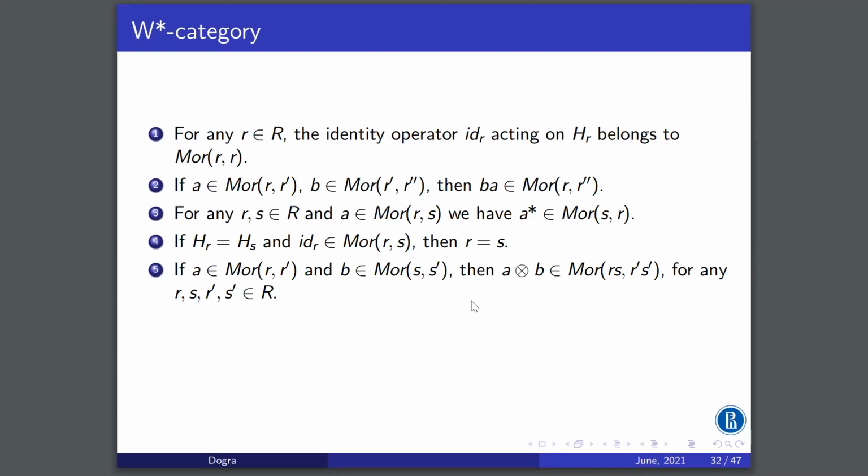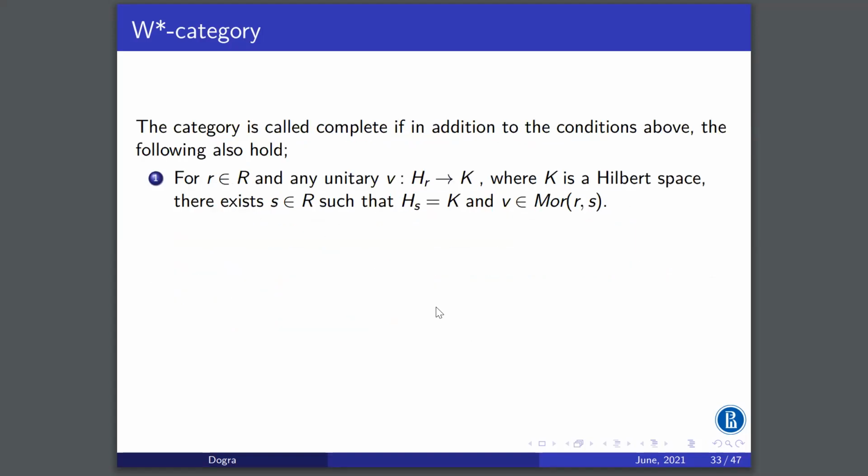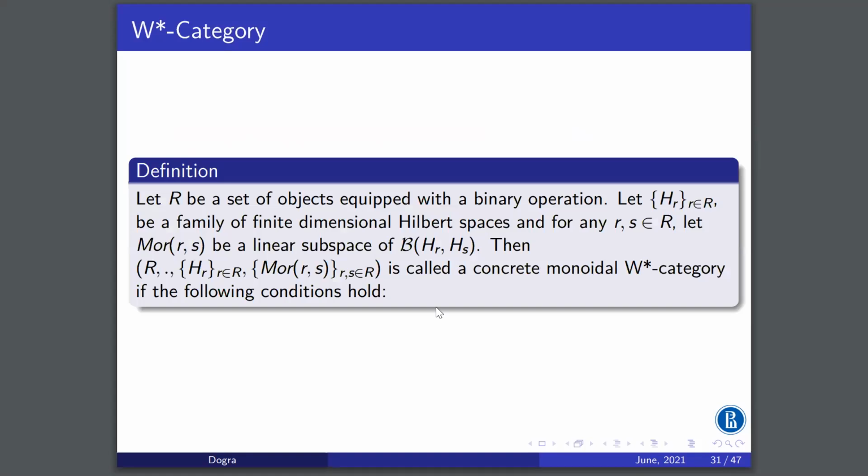Again, if we have two linear operators A and B in these subspaces, then their tensor product is given as an operator in the linear subspace of bounded linear operators which go from H_RS to H_R'S' for any four objects in R. And this is associativity and the existence of a unity. And up till here, if these seven conditions are satisfied, then this quadruple is called a monoidal W star category.